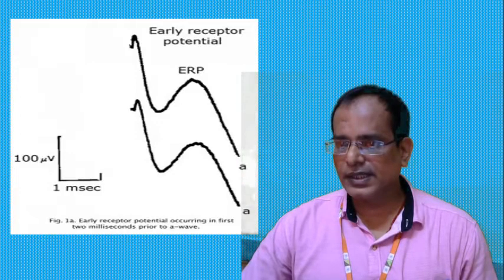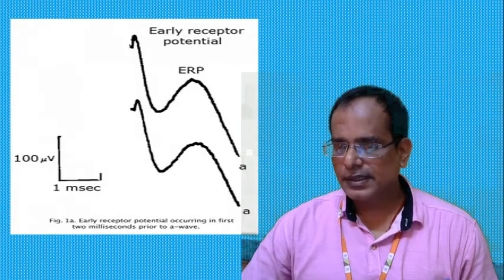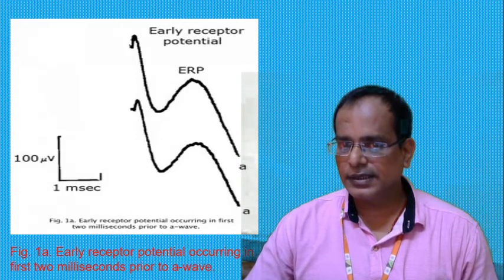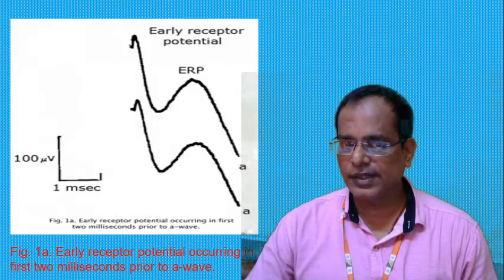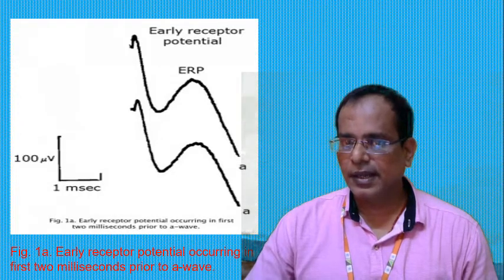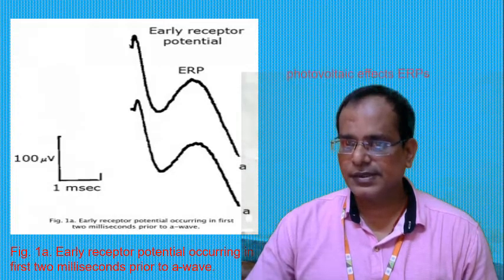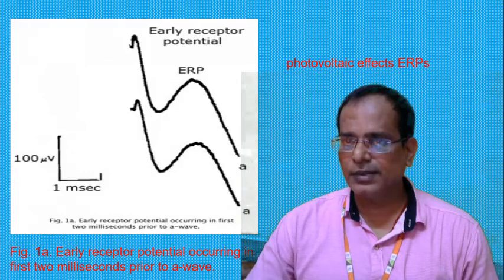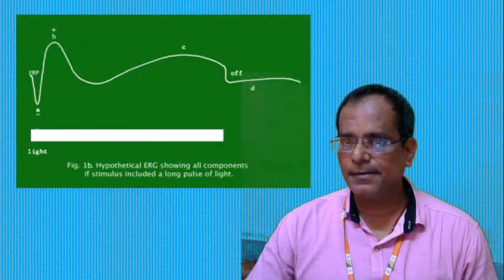Here you are seeing another diagram, which we are calling figure 1A. We can describe it as the early receptor potential occurring in the first 2 milliseconds prior to the A wave. So here you have learned about the photovoltaic effect by the ERP.